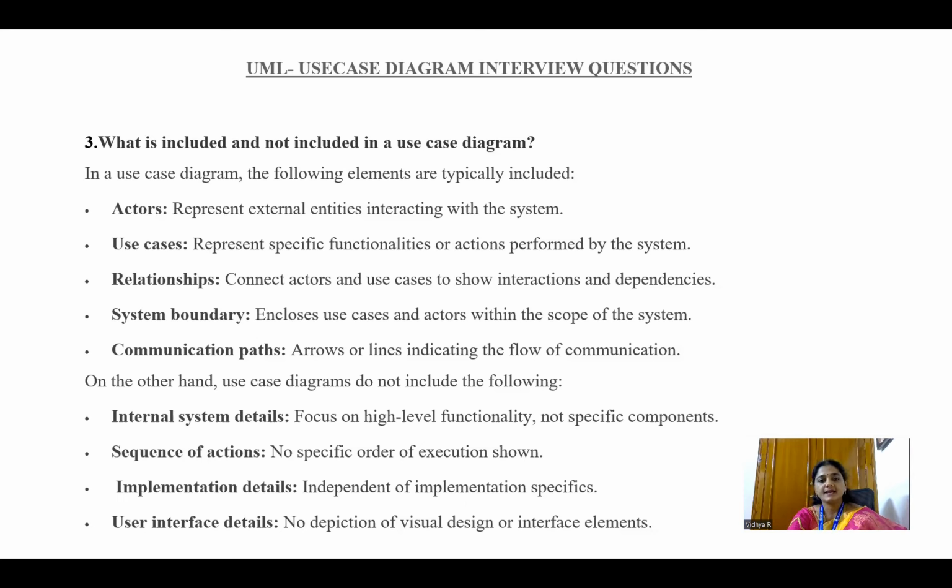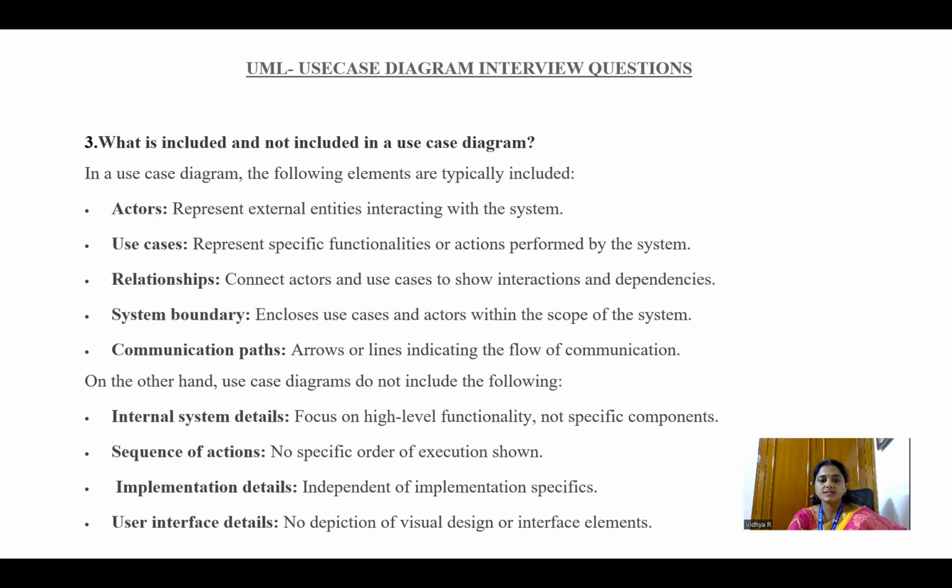Relationship connects actors and use cases to show the interactions and the dependencies. And then the system boundary encloses the use cases and actors within the scope of the system. It is represented as a rectangle. And communication path, the arrows or lines indicating the flow of communication. So these are all the things which should be included in the use case diagram.